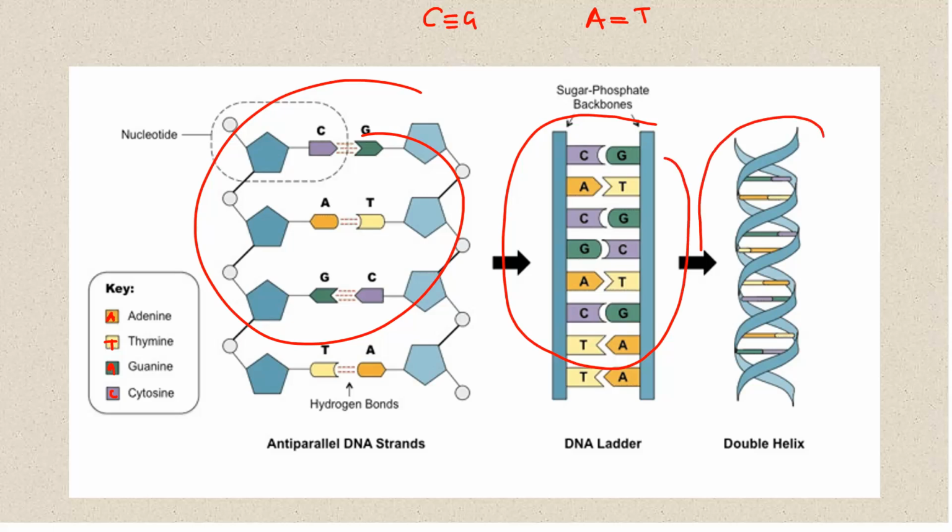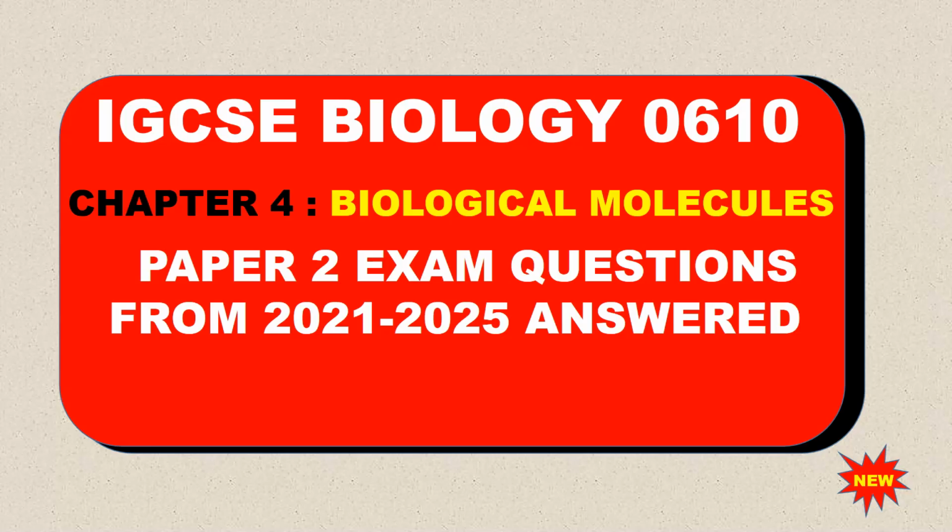This is what we call the double helix. So they interlink and form what we call the double helix. Now, as we start looking at questions, what is going to be important is the base pairing and also the percentage calculation. What is the percentage of that? So we are going to look at that.